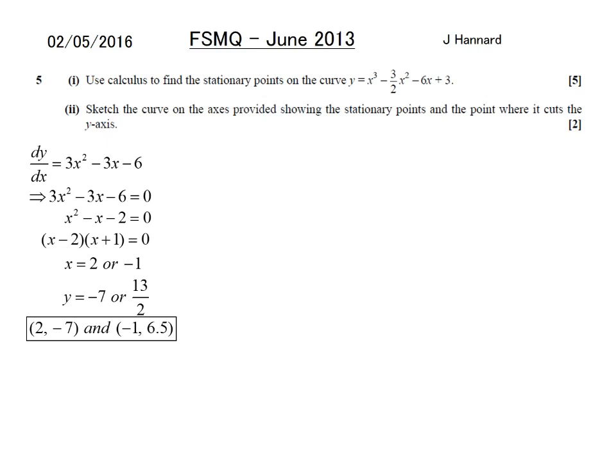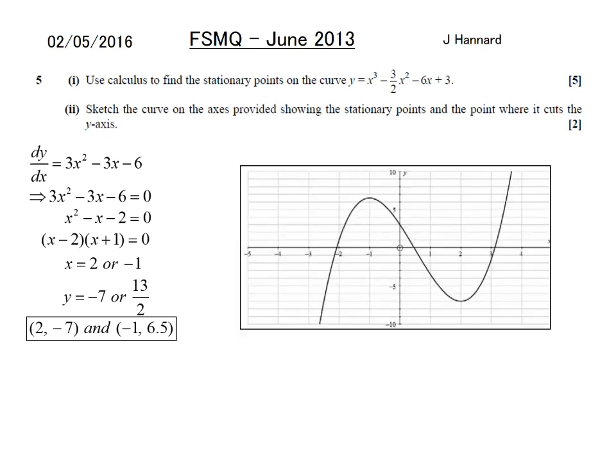Sketch the curve on the axes provided, showing the stationary points and the point where it cuts the y-axis. So you do that. We know that this point there is 3, so just stick a big fat 3 there because of that. And the stationary points are at minus 1, 6.5. So that's that there. And down here, it's going to be 2, minus 7. So just tell the examiner what these points are. Just get yourself some more brownie points, really.